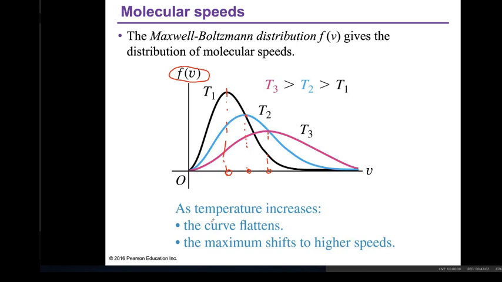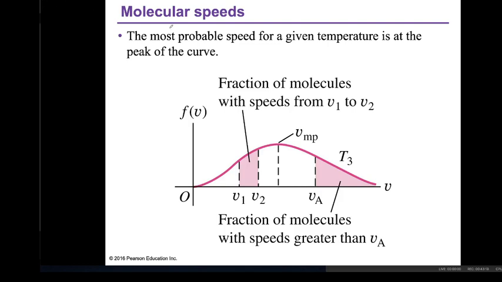So what we see is when temperature is increasing, the curve flattens and the maximum shifts to a higher speed. The most probable speed for a given temperature is at the peak of the curve. For example, for this curve here, this is the most probable speed. And here in pink, it's the fraction of molecules with speed from V1 to V2. Here it's the fraction of molecules with speed greater than VA. So this is VMP.